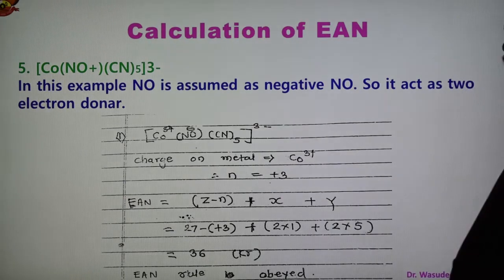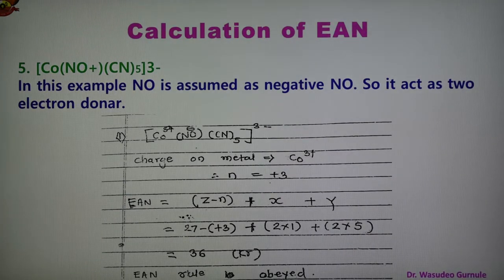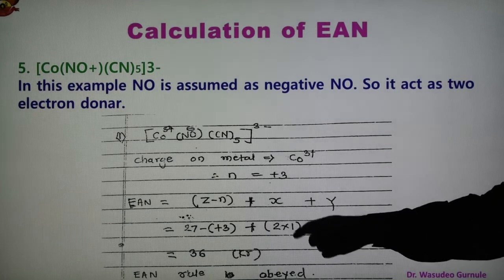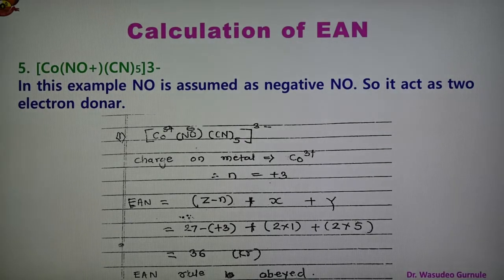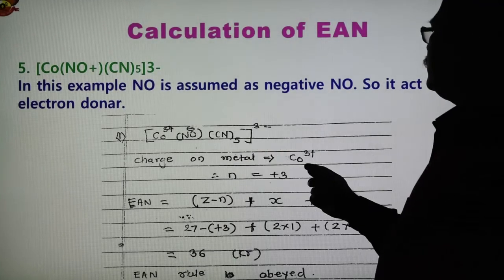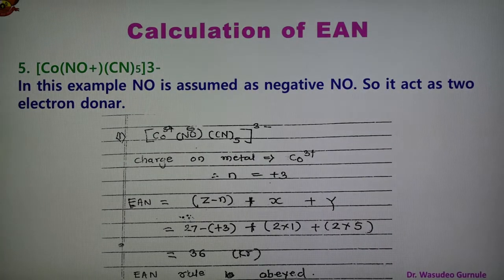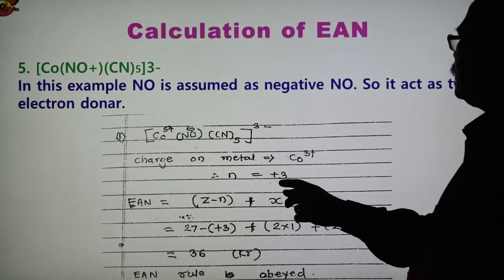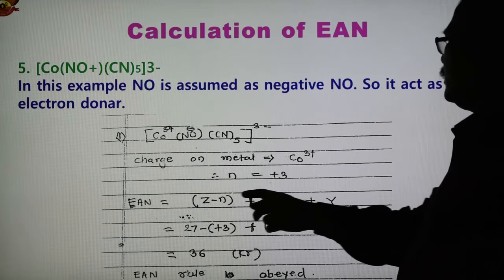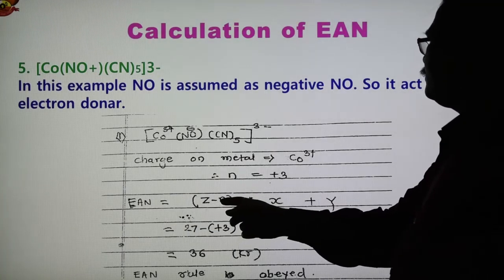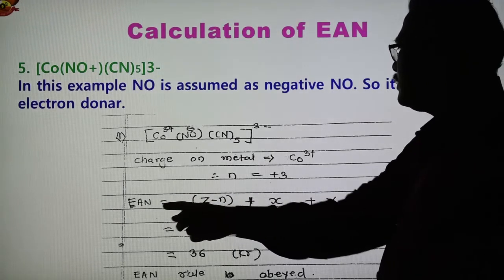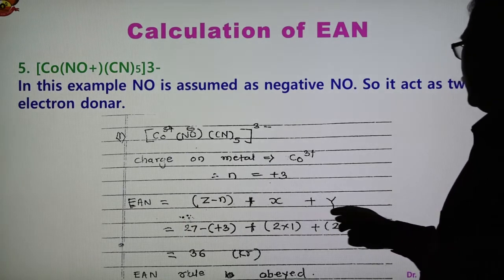This is the total charge. So the charge on the metal, cobalt, is 3 plus. Cobalt has 3 plus charge in this metal nitrosyl, and therefore the value of n equals plus 3, and the formula is EAN equals Z minus n plus 2x plus 2y.